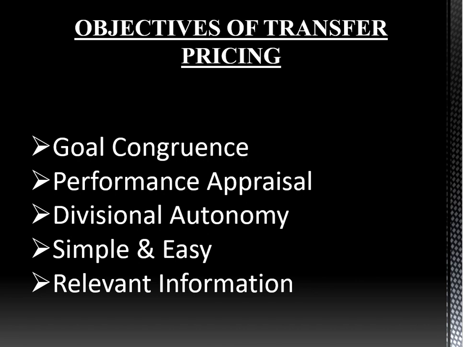The next objective is performance appraisal. The prices should enable reliable assessments to be made of divisional performance. Transfer pricing helps us in guiding decision making. It also helps in appraising managerial performances. The next objective is divisional autonomy. Divisional autonomy means the prices should seek to maintain the maximum divisional autonomy so that the benefits of decentralization can be maintained. The profits of one division should not be dependent on the actions of other divisions.